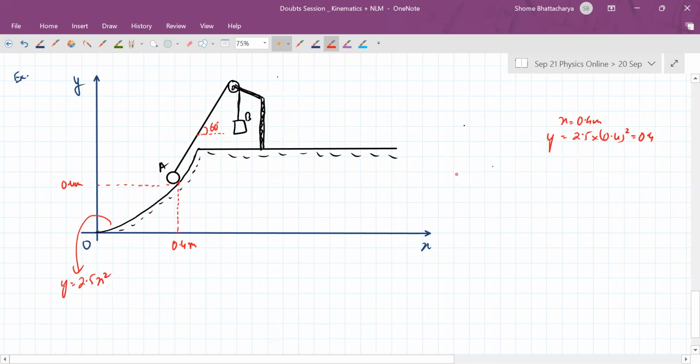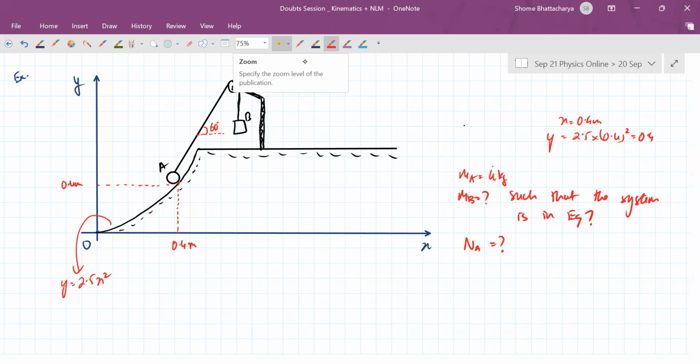So given that mass of A is equal to 4 kg, we have to find mass of B such that the system is in equilibrium. And we have to also find the normal reaction acting on A. So the only thing that is tricky here is you have to find the direction in which the normal reaction acts. Okay. So yeah, can anybody tell me how I'll determine the direction of normal reaction acting on A?